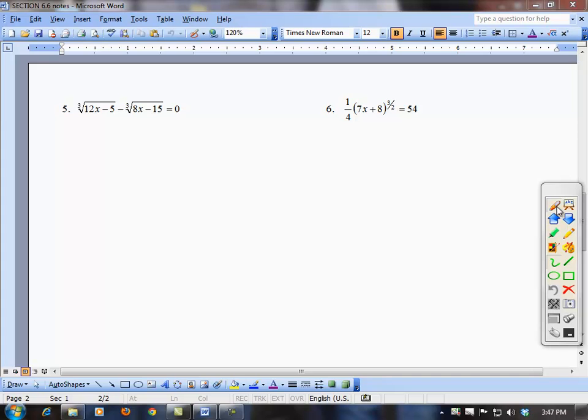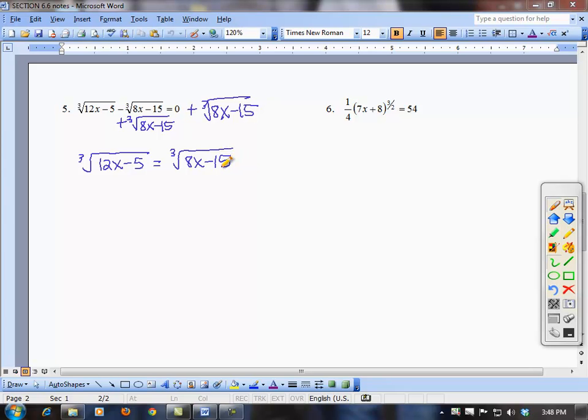So what I'm going to do is add this whole cube root to the other side. So I'm going to add the cube root of 8x minus 15. So what I get then is the cube root, let me try that again, that does not look like a cube. The cube root of 12x minus 5 equals the cube root of 8x minus 15.